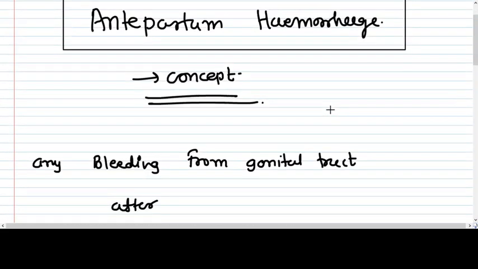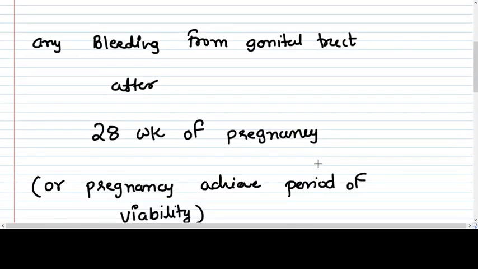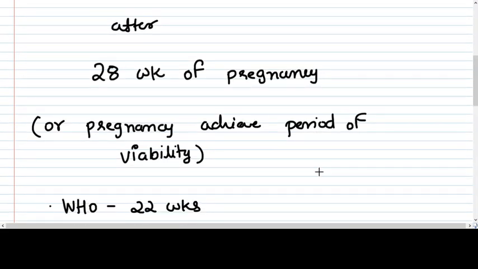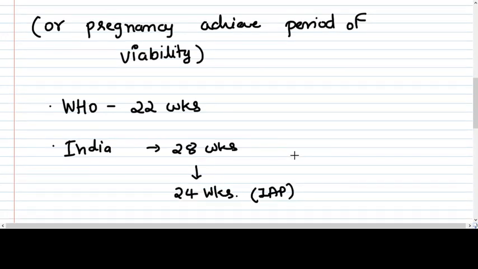It suggests that any bleeding from the genital tract after 28 weeks of pregnancy, or after pregnancy achieves the period of viability, which can be different for different countries and guidelines. For example, for WHO it is 22 weeks. In India, it is 28 weeks, which is now latest converted into 24 weeks by the Indian Association of Pediatrics.